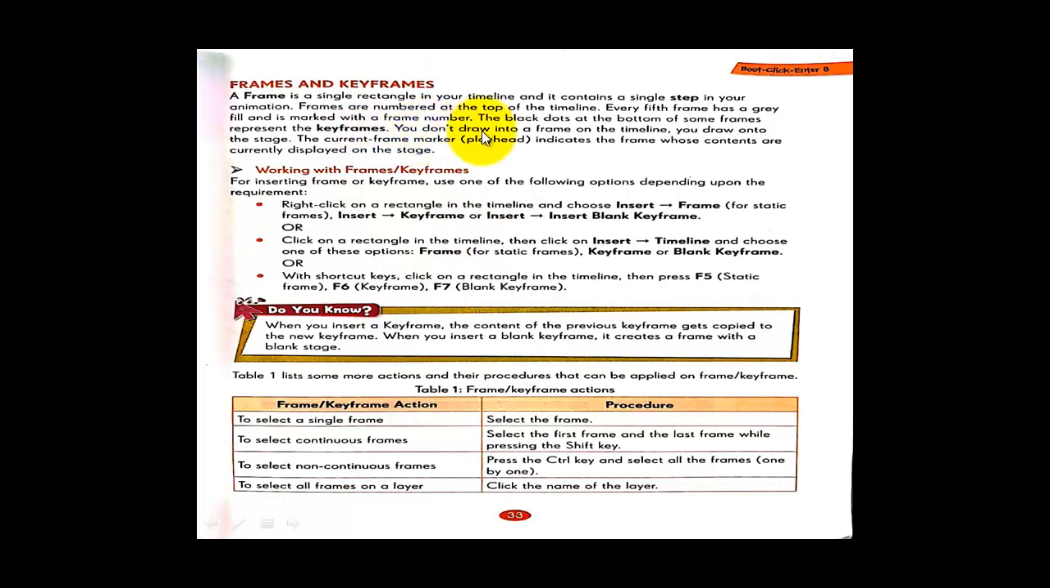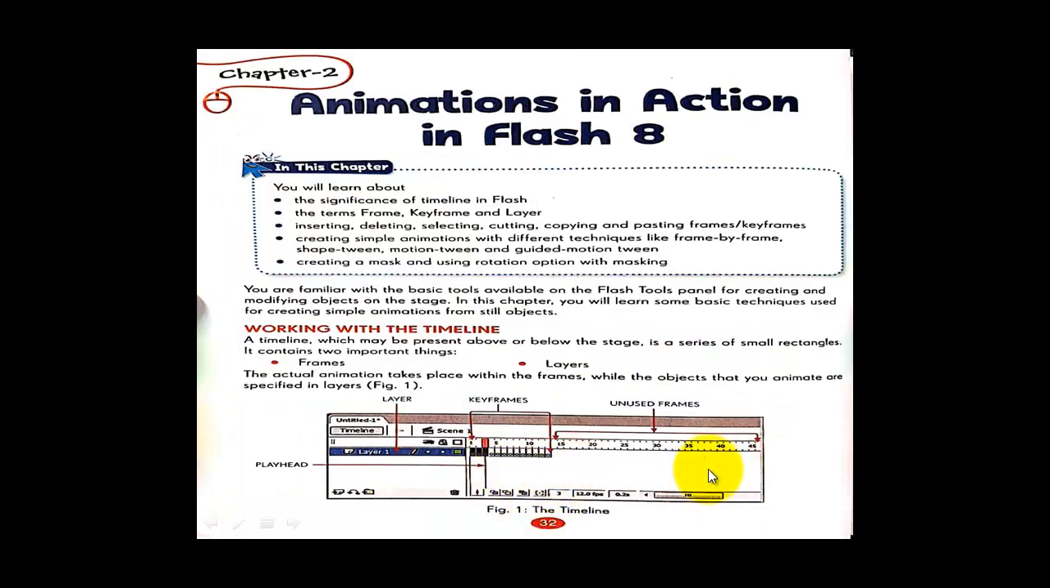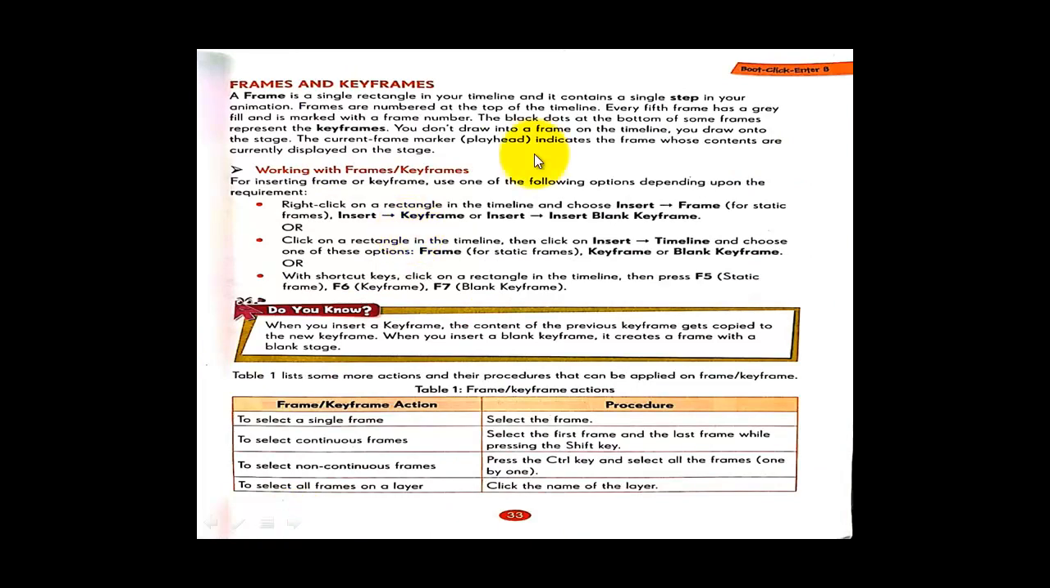You don't draw into a frame on the timeline. You draw on the stage. You don't need to draw on the frame. The stage is given below the frame. You don't need to draw here. You have to draw below this keyframe, that is, on the stage. On the stage you can draw, not on the frame on the timeline.